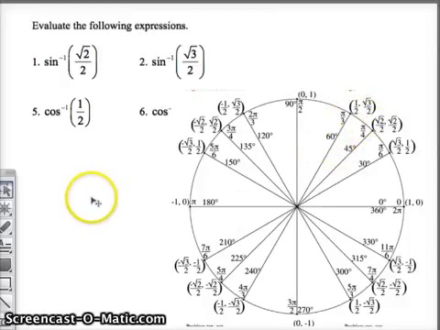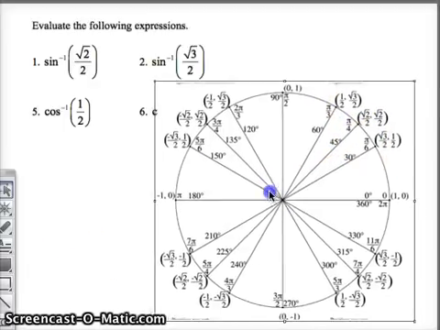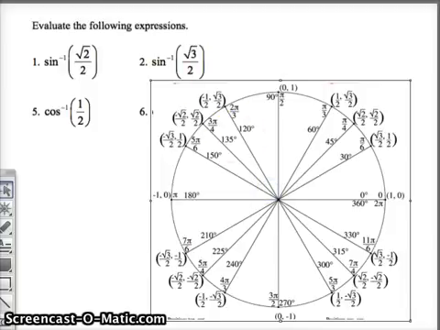Number 2. Inverse sine of radical 3 over 2. Question, is that a positive value or a negative value? It's positive. We're looking in quadrant 1. If it was negative, quadrant 4. All right, so the sine is radical 3 over 2 at 60 degrees. The unit circle really is key to understanding how to do those types of problems.